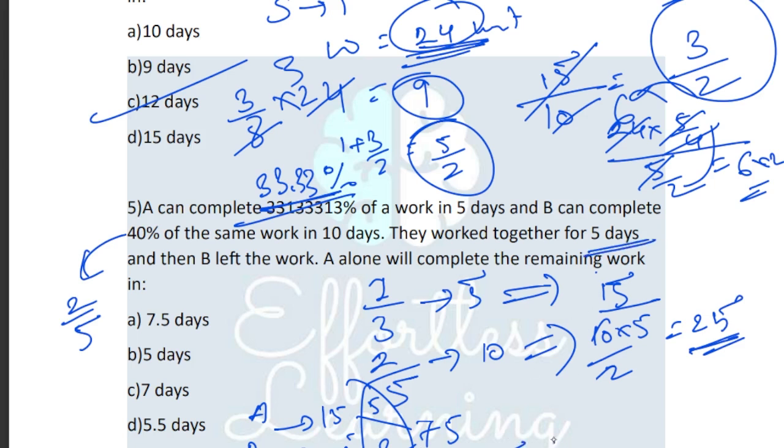So 8 multiplied by 5, 40. So they combinedly did 40 units of work. 75 units of work is total. So 35 is remaining, and it is being done by A. What is the efficiency of A? It is 5. So 7 days. All right.